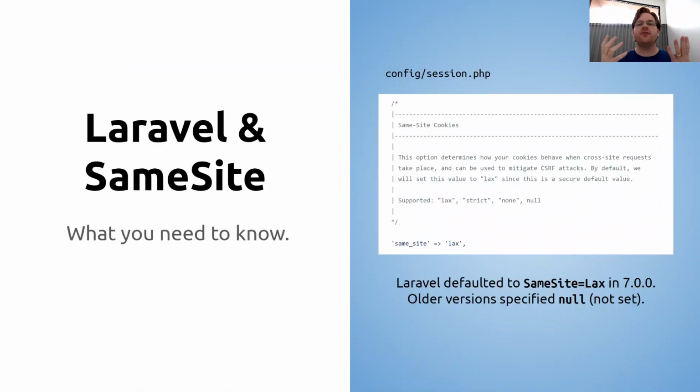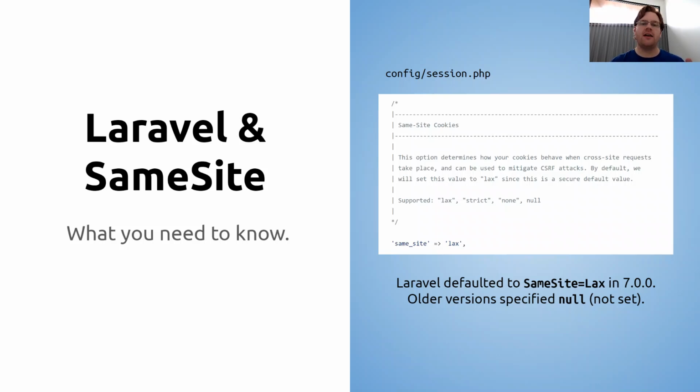So how does this relate to Laravel? How does Laravel implement same site? And it's pretty easy. In Laravel, in the config file, in the session config file, I should say, you've got the same site key down in there. And you can set that to whatever value you'd like to set all of your cookies to. So anytime Laravel creates a cookie, it will use this as the value for same site. By default, in version 7 and above, it's set to lax. In versions before that, it was set to null, which means it wasn't set at all. But this modifies all of the cookies that Laravel creates.